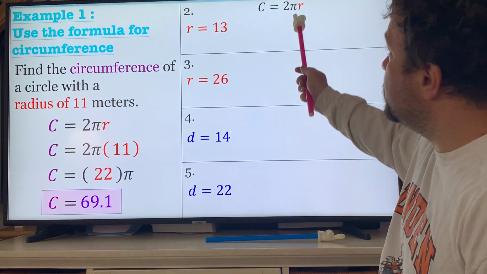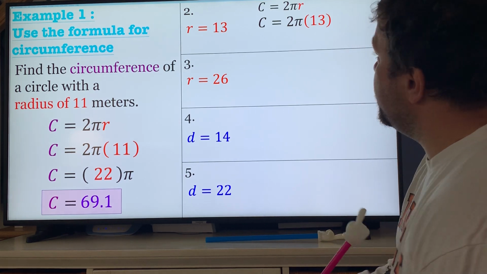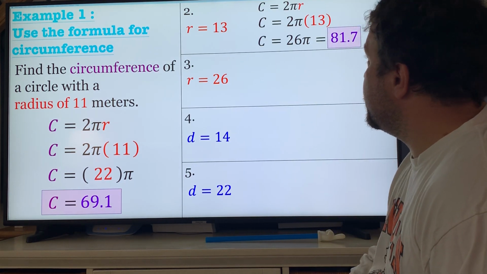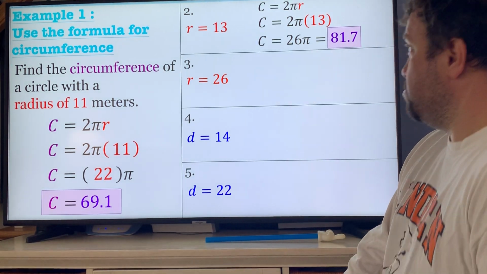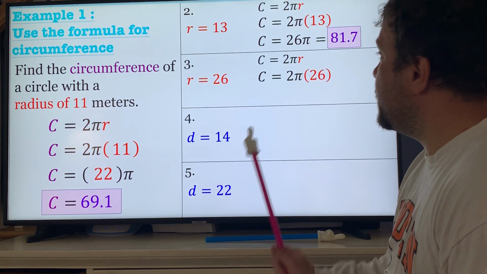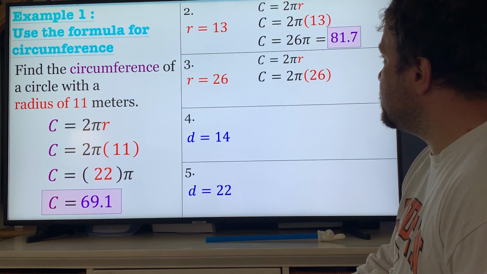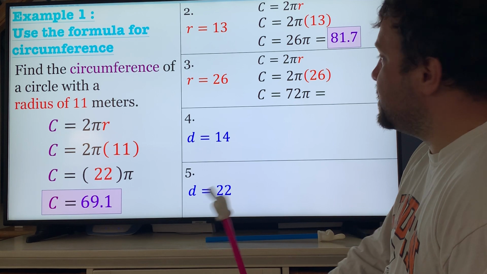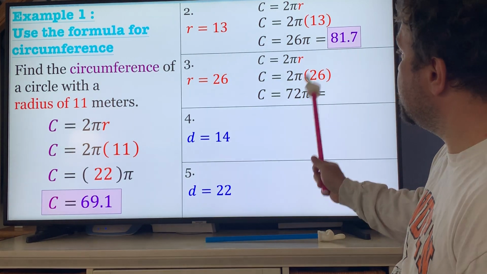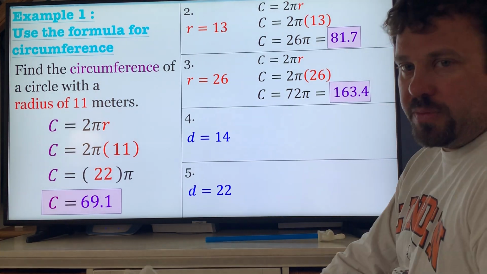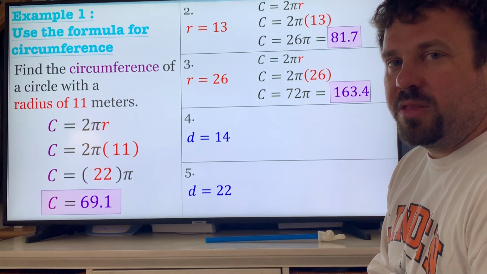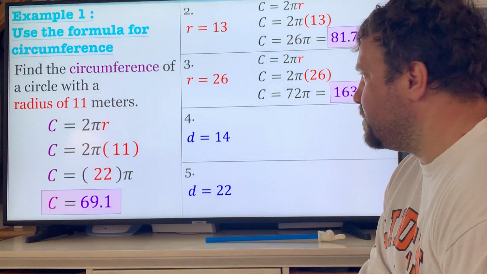All right, good. Circumference is 2 pi r, 2 pi 13, 26 pi, which is 81.7. Easy enough. Circumference is 2 pi r, 2 pi times 36, so that would be 72 pi, which is 72 times the pi button, 163.4. I'm just rounding everything to the tenth place. That's what you should probably do too.